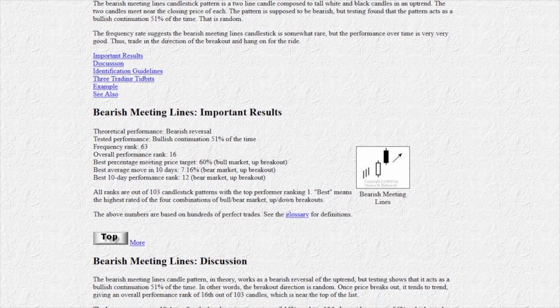And so here's what he says, tested performance, bullish continuation 51% of the time. So that means instead of being a reversal pattern, they marked a continuation higher 51% of the time. But basically, they work half the time. So 49% of the time, they marked a bearish reversal. 51% of the time, they marked a bullish continuation pattern. So candlestick patterns are short-term, and overall, 50-50 is around the batting average on these candlesticks.